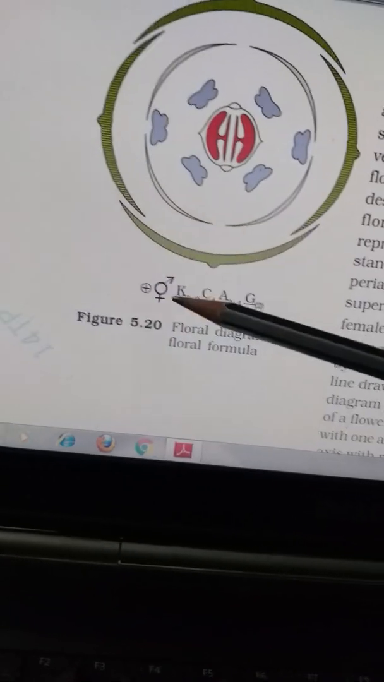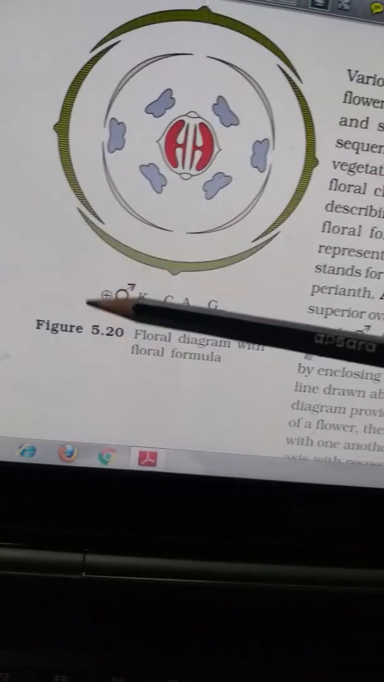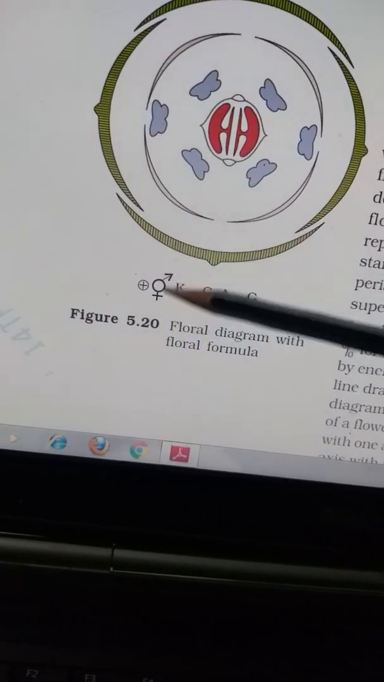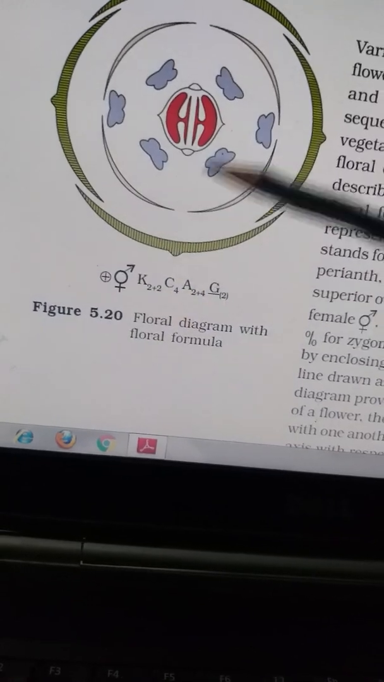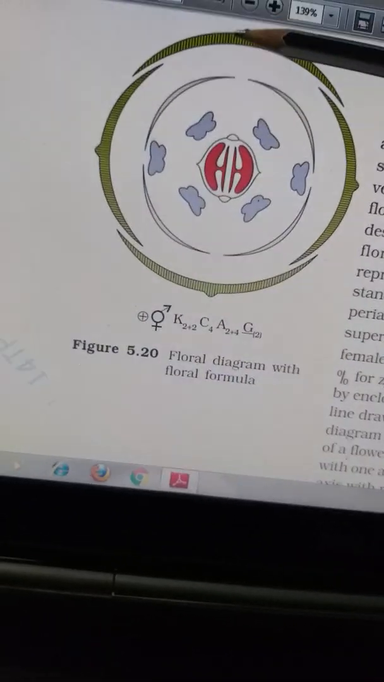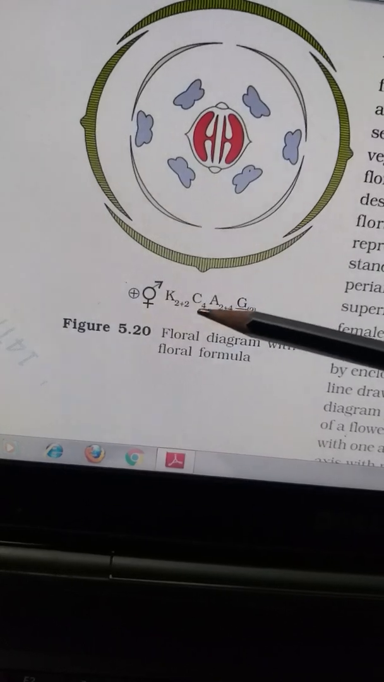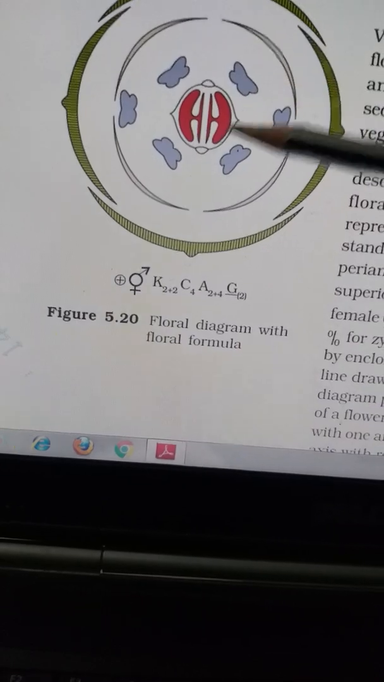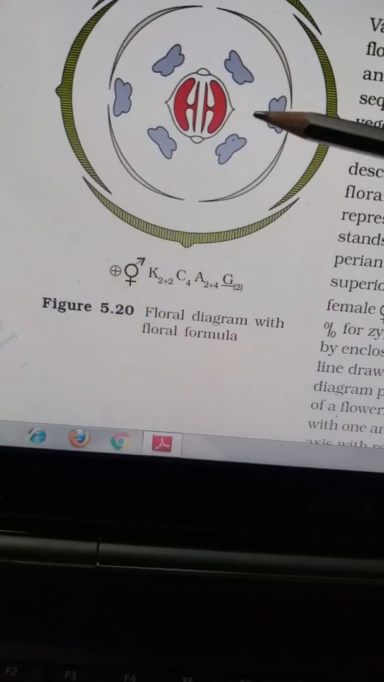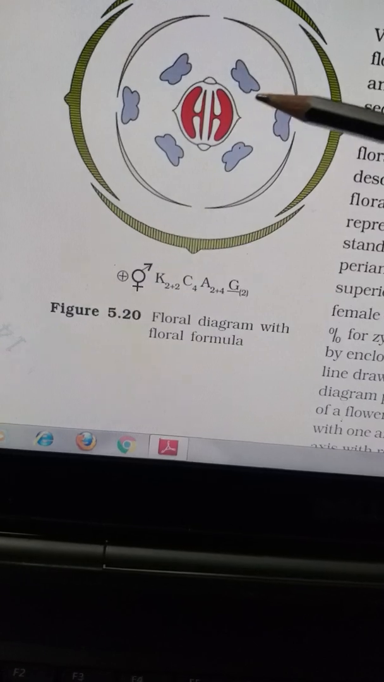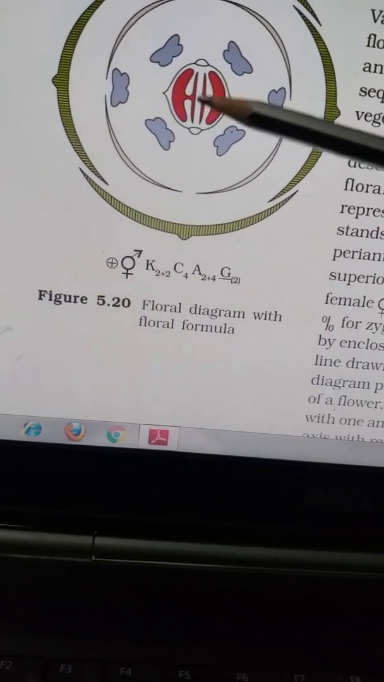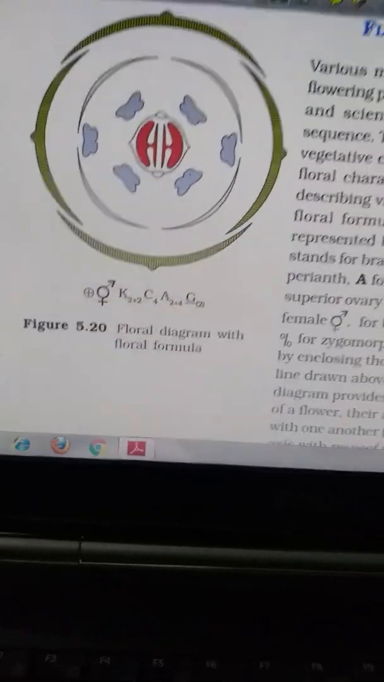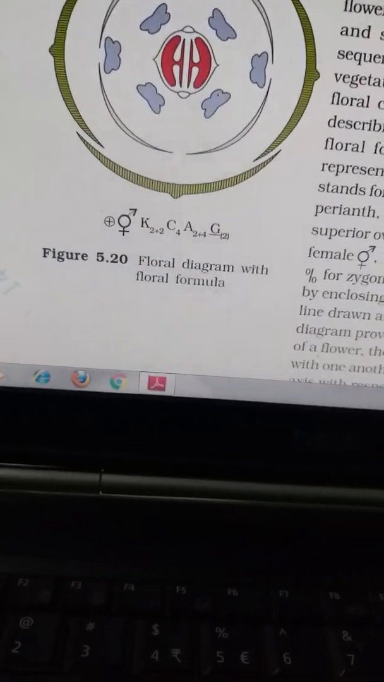Okay, here this symbol, you see this is plus, that means it is bilaterally symmetrical. Now these two signs show it is bisexual. Now K 2 plus 2 means the calyx is 2 plus 2. Then C 4, corolla 1, 2, 3, 4. Androecium is 3 and 3. Here you see 2 together and 4. And for the gynoecium, the line demarcates that it is inferior in position and it is two-chambered. So this is how the floral diagram is.